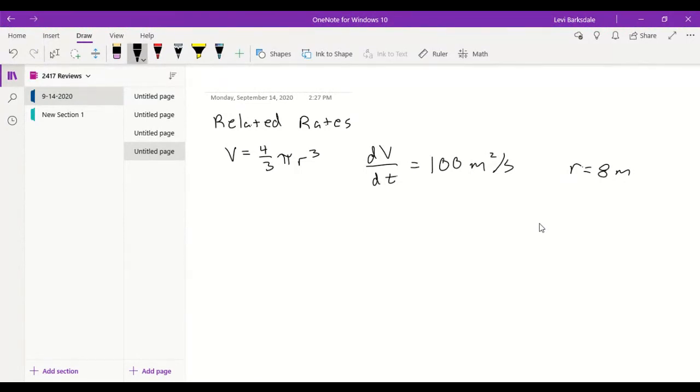The equation relating these two quantities: you've got a change in volume with respect to time, and you know a radius. If volume and radius are related through a third variable, time, then we can take the derivative of this equation with respect to time, and that'll give us an equation relating the rates of change of our two variables, volume and radius.